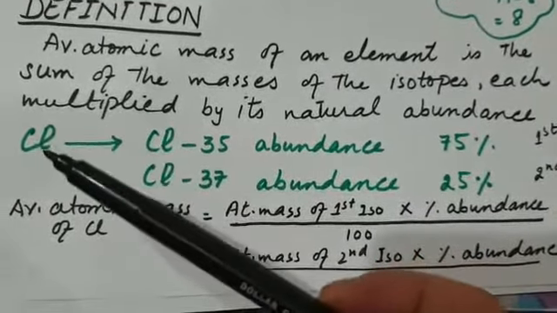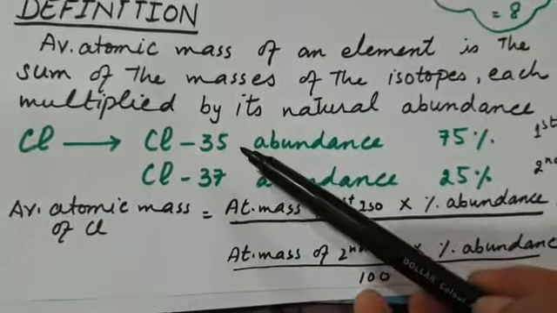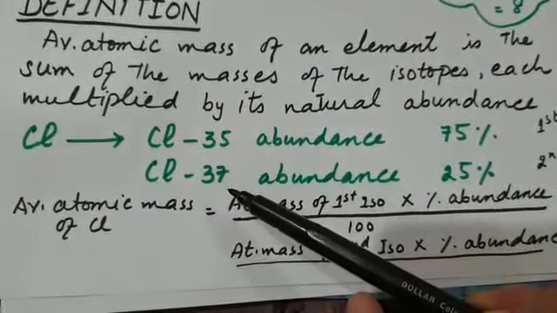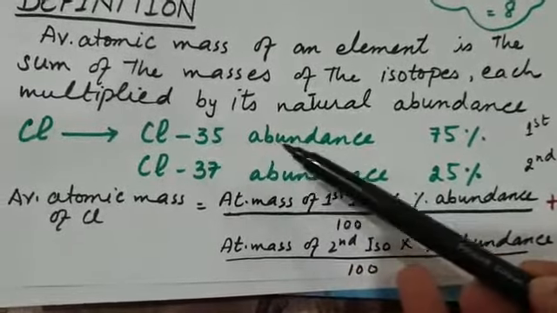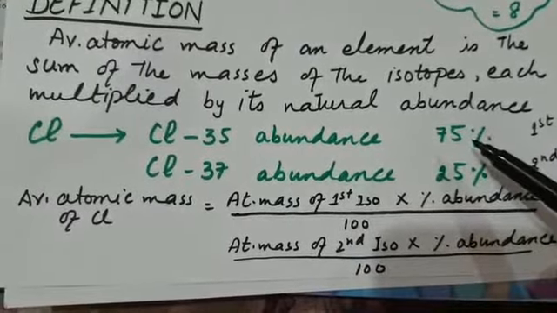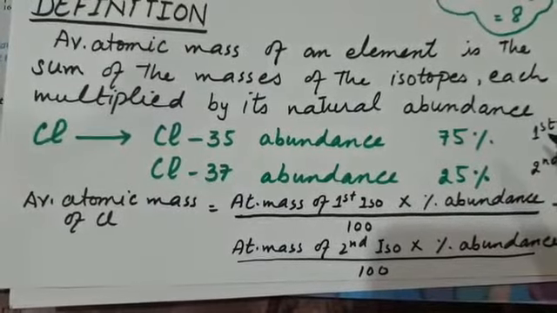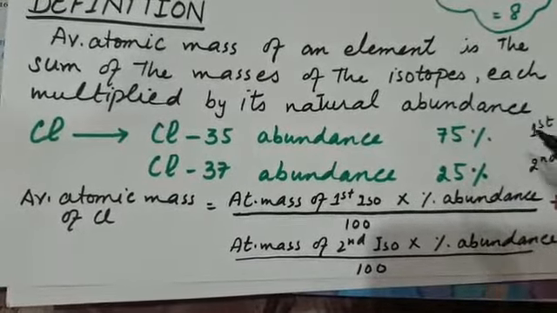In the case of chlorine, we have 2 isotopes, chlorine 35 and chlorine 37. You can see that the percentage abundance of chlorine 35 is 75, and here I considered it the first isotope of chlorine.